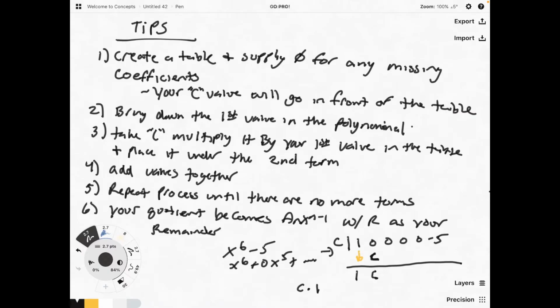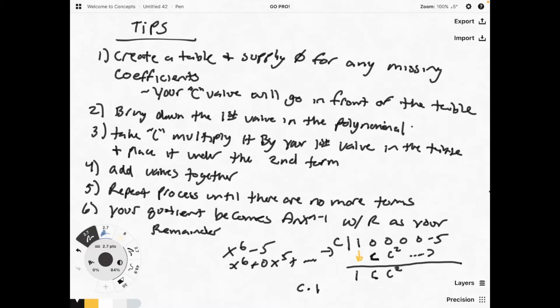Step 5, repeat this process until there are no more terms. We're going to do this again. We're going to take c times c, and that's going to be c squared. That's going to be under your 0. And then we're going to add these together. So this would become c squared. And we're going to keep doing that until we have no more terms left.